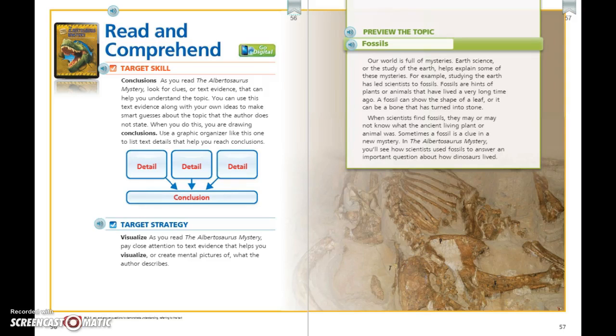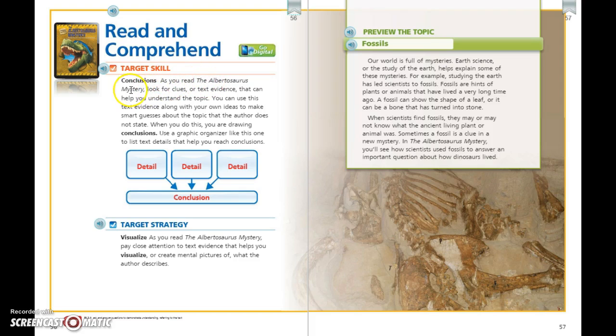Our anchor text this week is called The Albertosaurus Mystery. Turn to pages 56 and 57 in your student book. We're going to read through the Read and Comprehend together, so follow with me. The target skill is going to be conclusions.